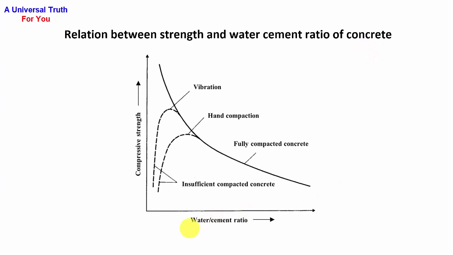This is the figure, and in x direction this is water cement ratio, and in y direction this is compressive strength. You can look at the picture. This is vibration and this is hand compaction. Next is fully compacted concrete, and the starting point is insufficiently compacted concrete.